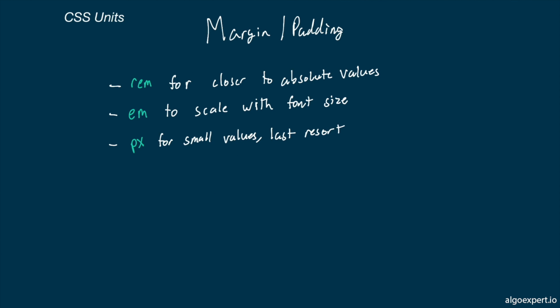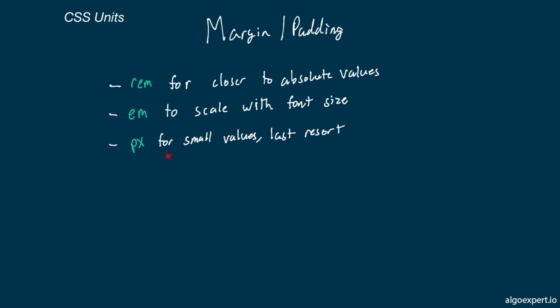For these, I tend to prefer using REM units for the same reason as widths and heights. They feel consistent and absolute, but will still scale with user preferences. However, sometimes the EM unit can be useful here as well. For example, if you have two sizes of the same element, you could use the EM to make sure that the margin and padding scales up with the larger font size. Finally, pixels can be used here, but again, I would be careful with this due to accessibility.